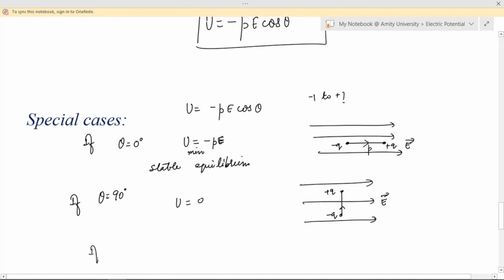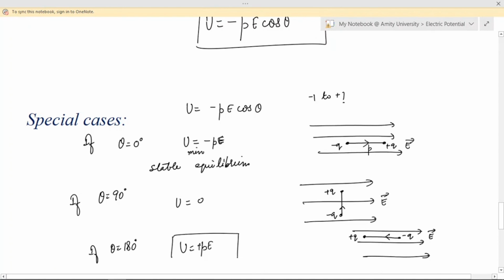Now thirdly, if we consider that theta is equal to 180 degree, that is if this is a region of uniform electric field, then the dipole is placed somewhat like this. So it has to be minus q and plus q. So in that case, potential energy will be how much? Cos 180 is minus 1. So we get the potential energy as plus PE.